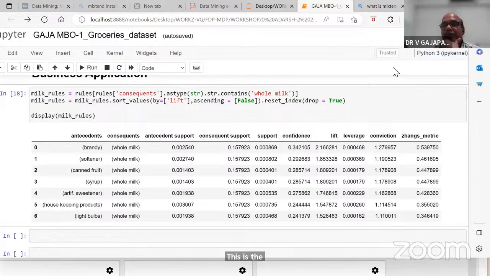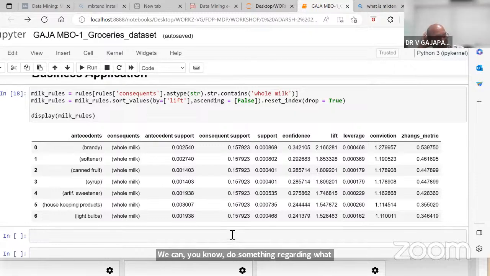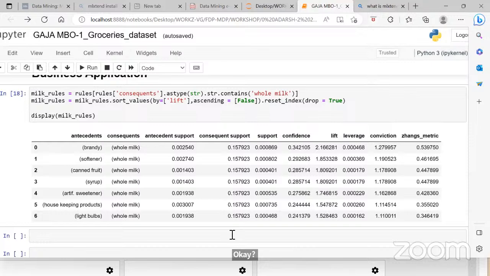Give me any one of the marketing strategy using this one. Sir, shelf allocation. Regarding shelf allocation, we can do something regarding what product. Very good. Anything you can tell, any simple strategy you can tell, no issue. So like for health conscious, artificial sweetener and whole milk can be.